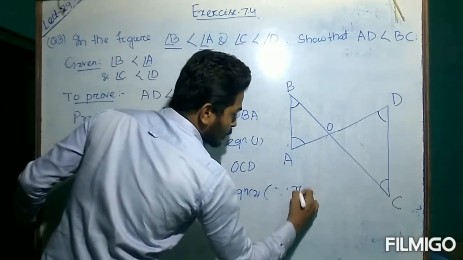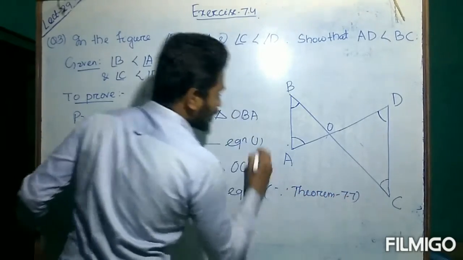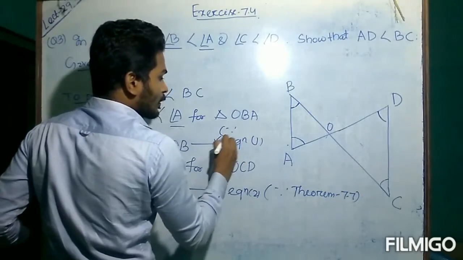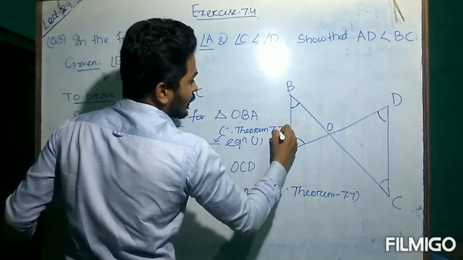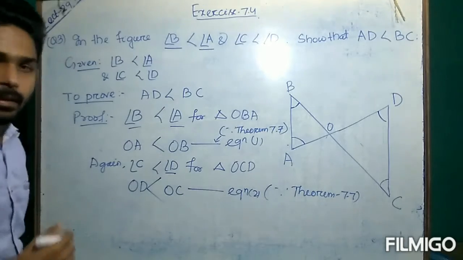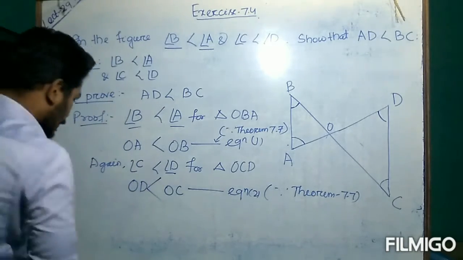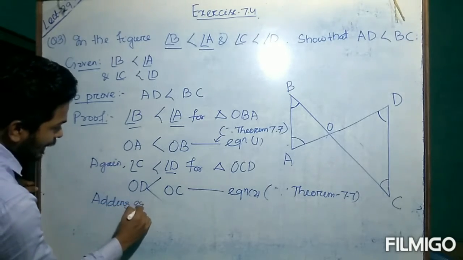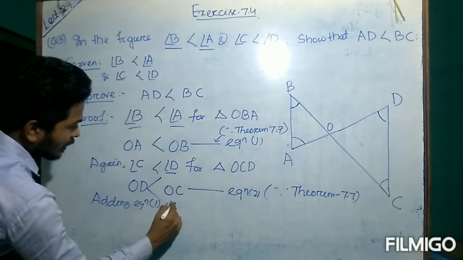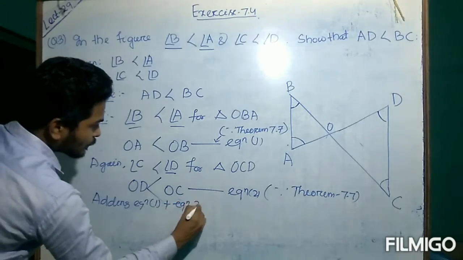We get it from theorem 7.7. Here also you can write that we get this one from theorem 7.7. Okay, done. Now let us add these two equations. We have to add these two equations, so adding equation 1 plus equation 2.